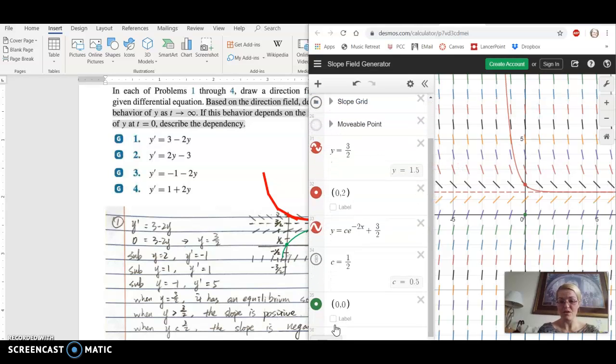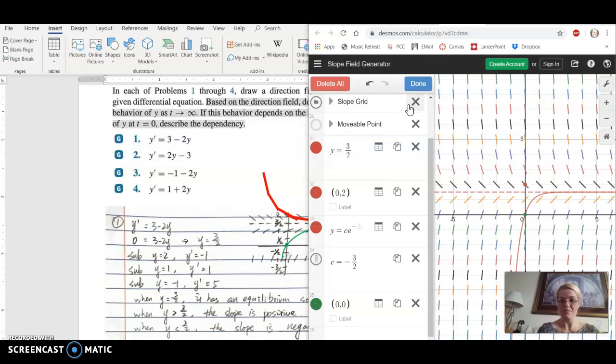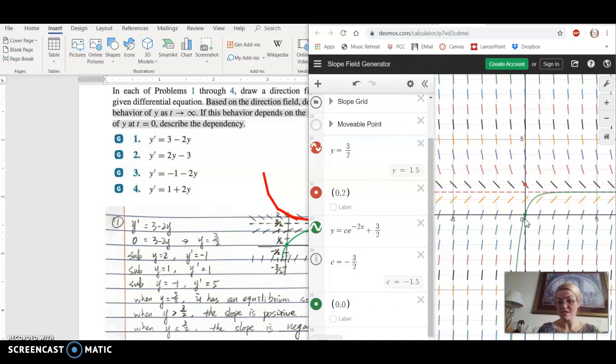Likewise, if I then use 0, 0, if I plug 0 in here and 0 in here, well, then that means c had better equal what? Not 1/2, but if this is 0 and that's 0, then 0 is equal to c plus 3/2, so c should equal negative 3/2. And then, aha, lo and behold, if I change the color to be consistent, yeah, there's lots of cool things you can do with Desmos. Done, right? That's going to give me this green curve, kind of like what we drew over here.